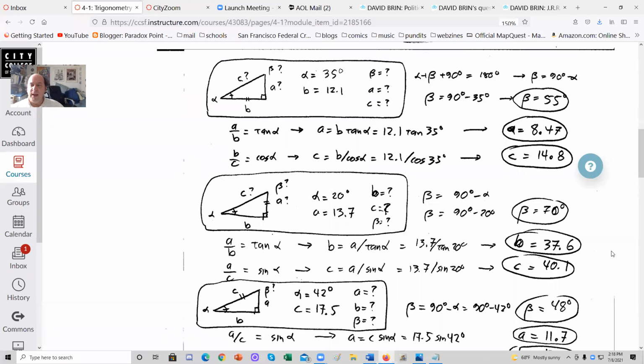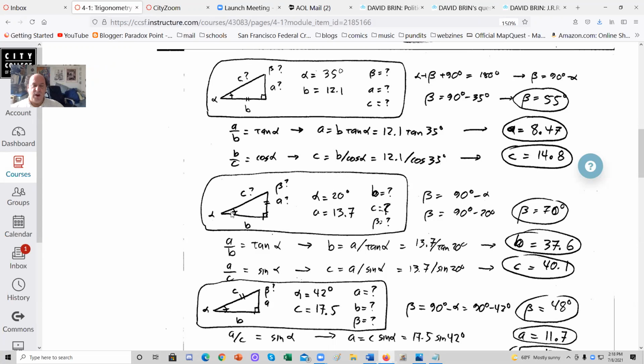All right. And you'll note that I have 3 significant figures for both of these because B has 3 significant figures, so it doesn't make much sense to go beyond 3 significant figures for the other lengths.